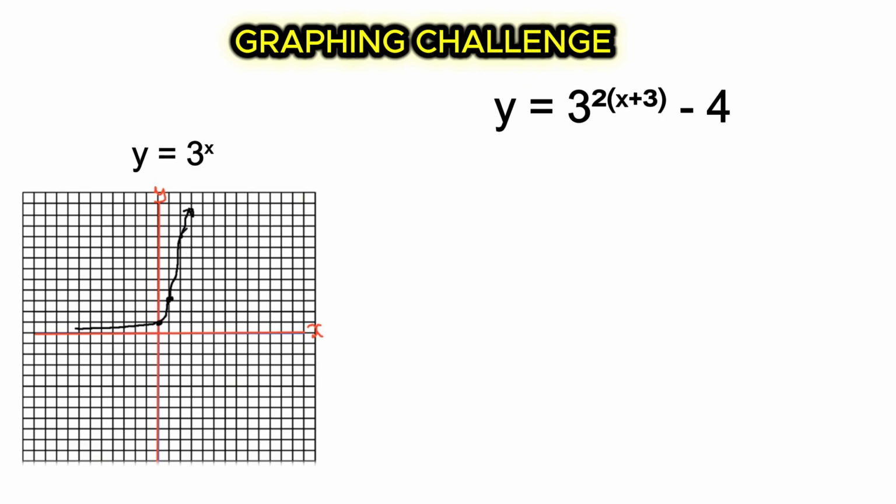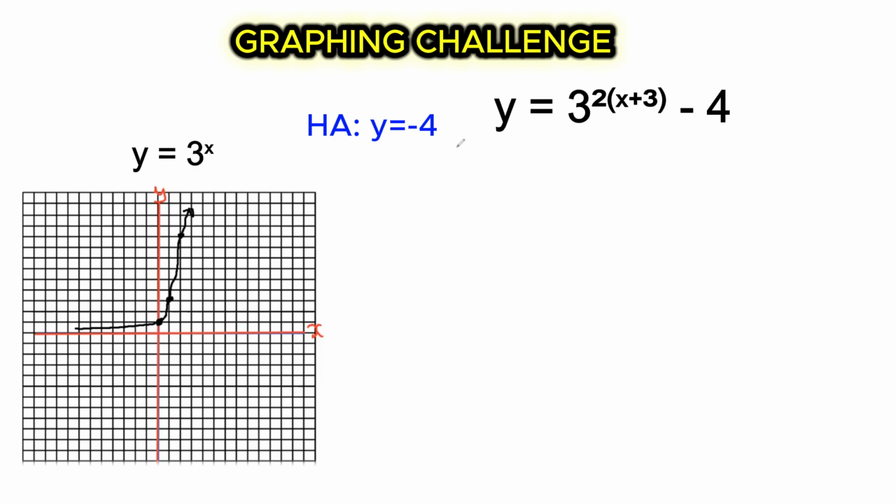Now let's graph the function y equals 3 to the power of 2 brackets x plus 3 close the bracket minus 4. Start with the base function y equals 3 to the power of x. The expression x plus 3 shifts the graph 3 units left. The exponent 2 creates horizontal compression by half. And the minus 4 shifts the graph 4 down. So the horizontal asymptote shifts from y equals 0 to y equals negative 4.